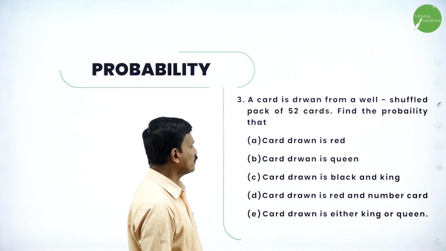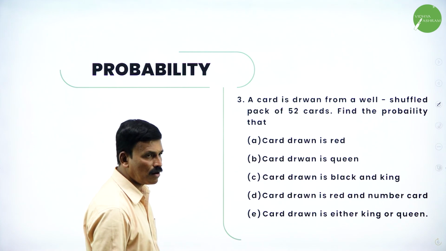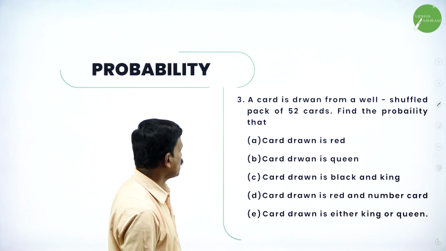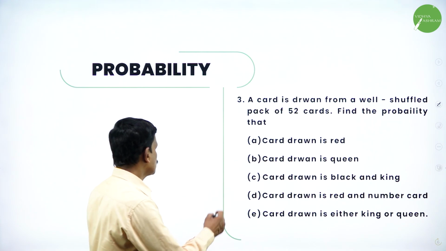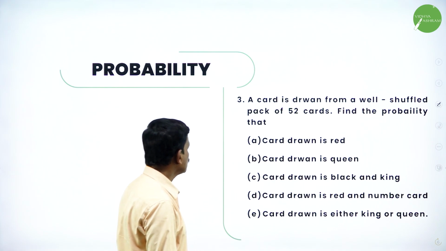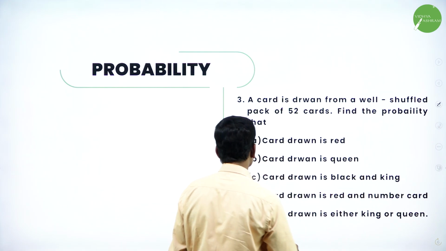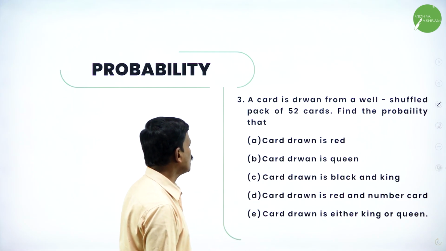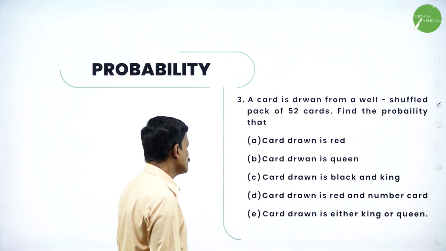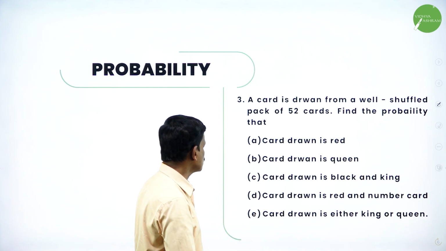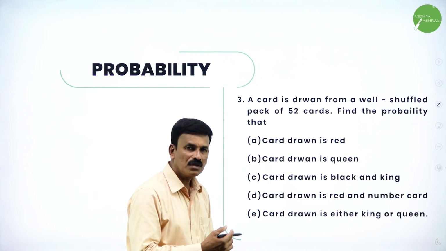A card is drawn from a well-shuffled pack of a deck. That is a pack of 52 cards. Find the probability that the card drawn is red, the card drawn is a queen, the card drawn is black and a king, the card drawn is red and a number card, and the card drawn is either a king or a queen. So these are the given conditions. Now let us find out one by one.